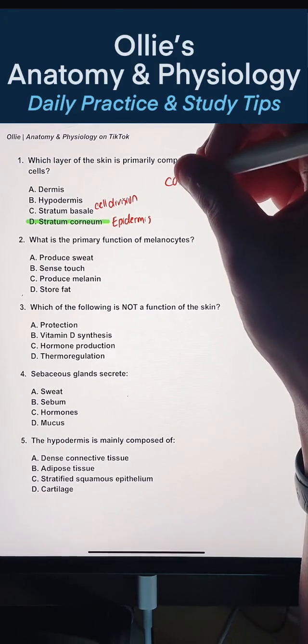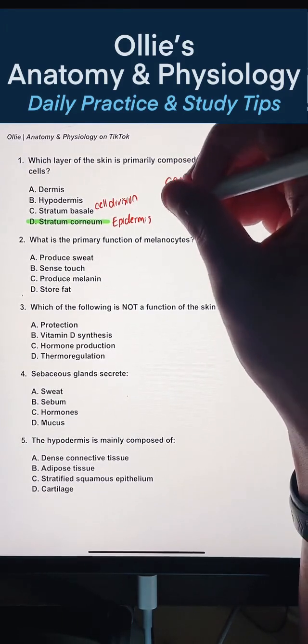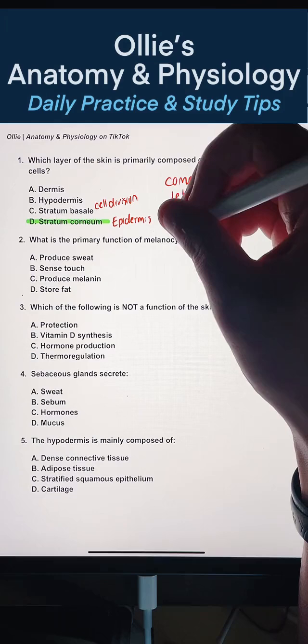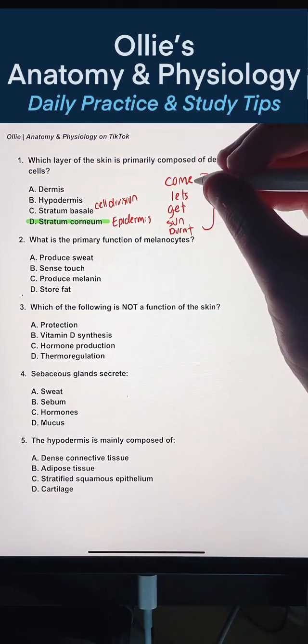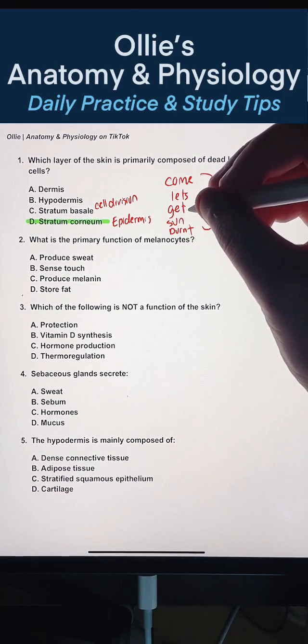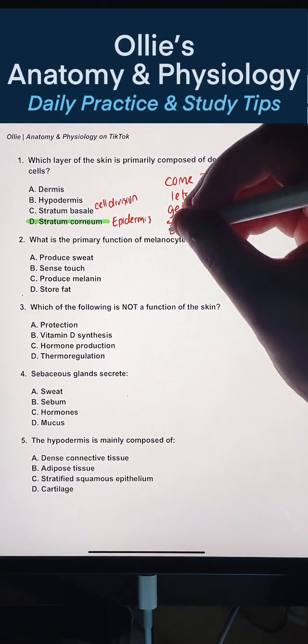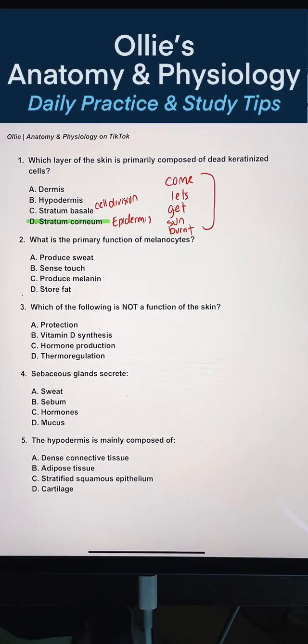Remember, we have our mnemonic, "let's get sunburnt," to remember the layers of the epidermis: C, corneum; L, lucidum; G, granulosum; S, spinosum; B, basal layer. Alrighty, and number two, what is the primary function of melanocytes in the integumentary system?